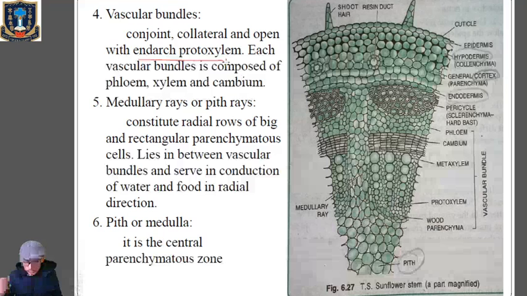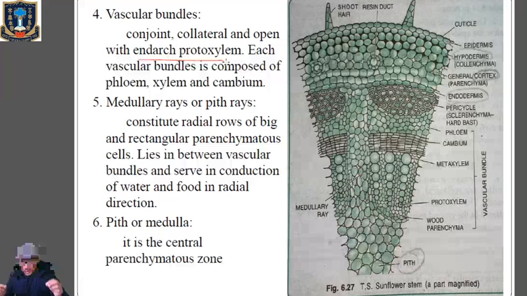So we have learned that the vascular bundles are conjoint, collateral, open, and they have got endarched protoxylem. Now in between the vascular bundles, we will see the presence of a few parenchyma cells also. Now the vascular bundle is mainly composed of phloem, xylem, and cambium. I have shown you figure number 6.26, where I have shown you the structure of the xylem, phloem, and the cambium. So the xylem, phloem, and the cambium form the vascular bundle.